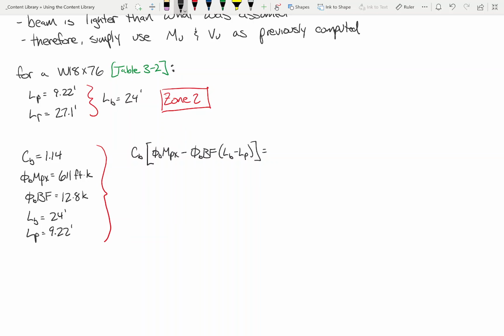All right, and again, this expression looks really intimidating, but a lot of these terms sort of collapse because we've got 1.14, 611 minus 12.8 kips. And that gives us what? 480.87.